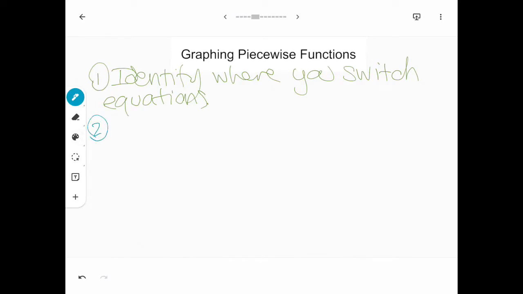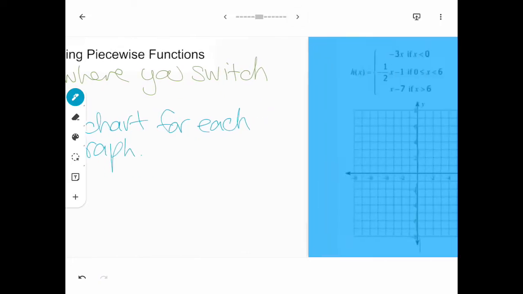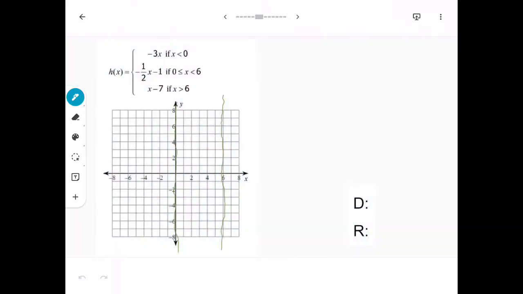Then you are going to create a T-chart for each section and graph them. So I will kind of color code this to help through. Okay, the first one we're going to graph is if x is less than 0, and so I'm going to draw one T-chart here.